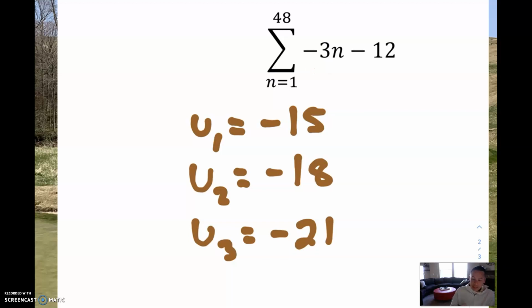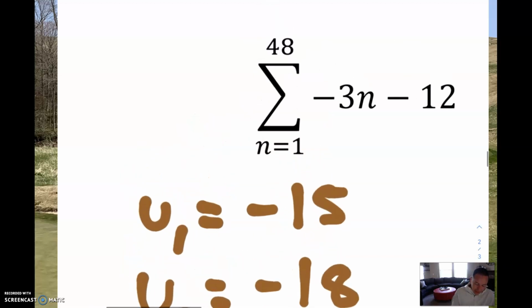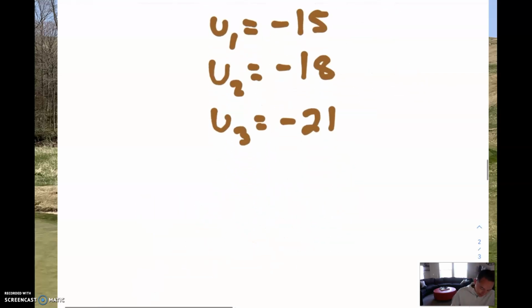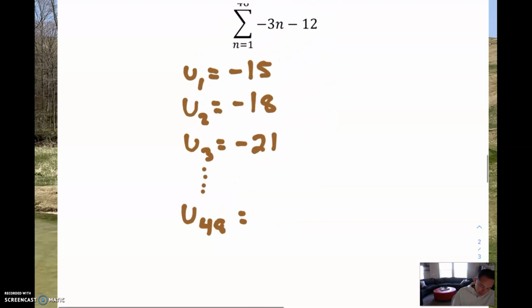Now, we would continue doing this forever and ever, but it gives us a stopping point. We're going to stop at 48. So we're going to plug in a 48. So here's my u sub 48 after it goes on and on. If I were to plug in a 48 into that one, it would become negative 3 times 48, that's negative 144, and take away 12, that gives you a negative 156.